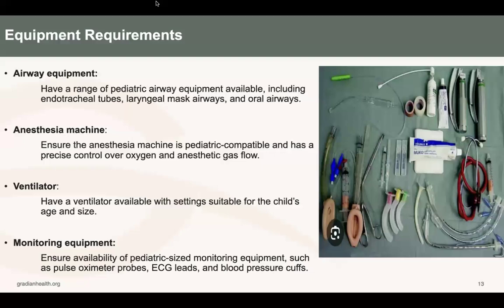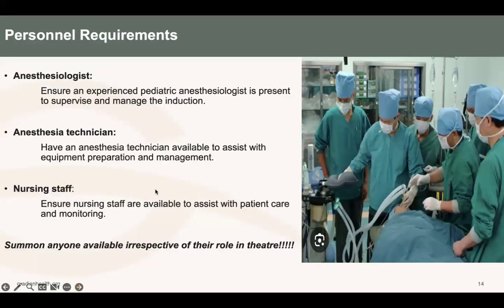Monitoring equipment, which I've already mentioned, should always be available. You can't do a procedure on a child with just a pulse oximeter. It's substandard care. Every child that is about to undergo induction, all the basic monitoring has to be there. Okay, next slide, please.